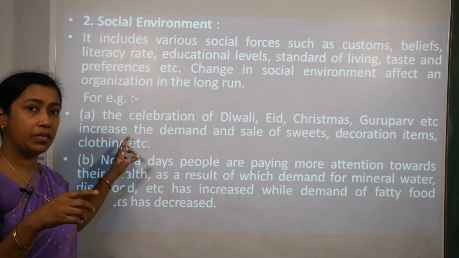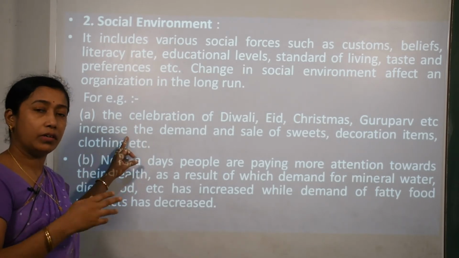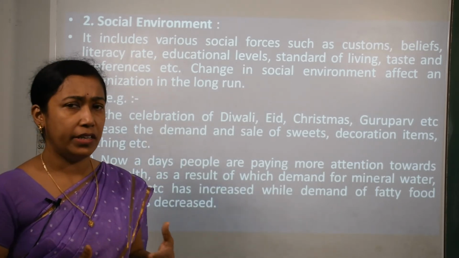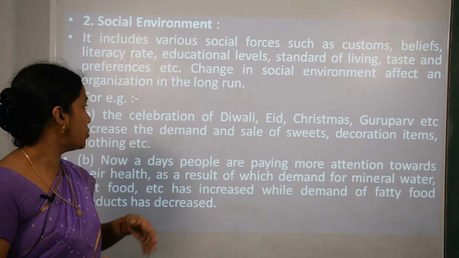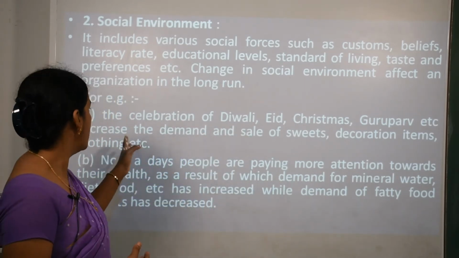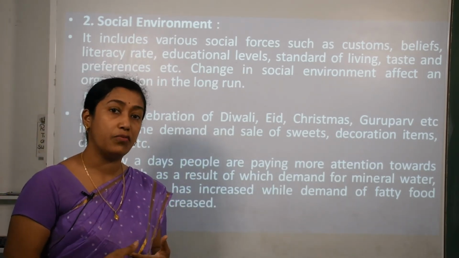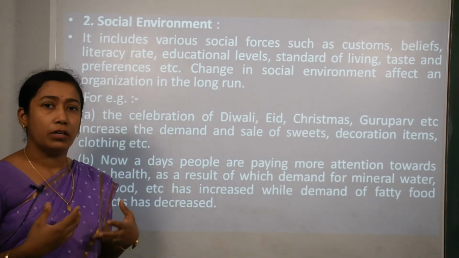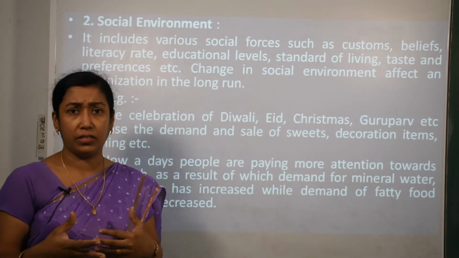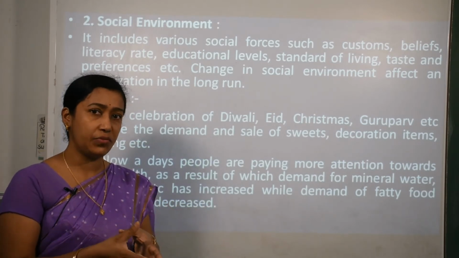Long run means a long period of time during which society's beliefs, cultures and traditions are going to affect the business. For example, there are many festivals celebrated in India, such as Deepavali, Eid, Christmas, Guru Parv, or many other festivals. During these festivals, we notice a sudden increase in demand for sweets, decoration items, clothing, etc. So there are many things which are required in large quantity during the festive season.